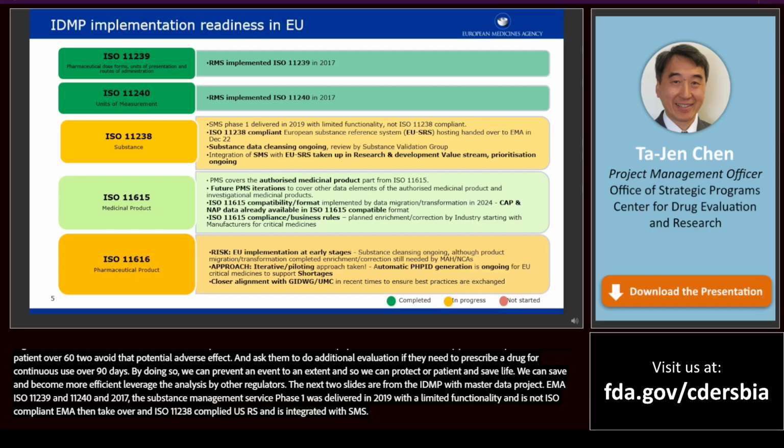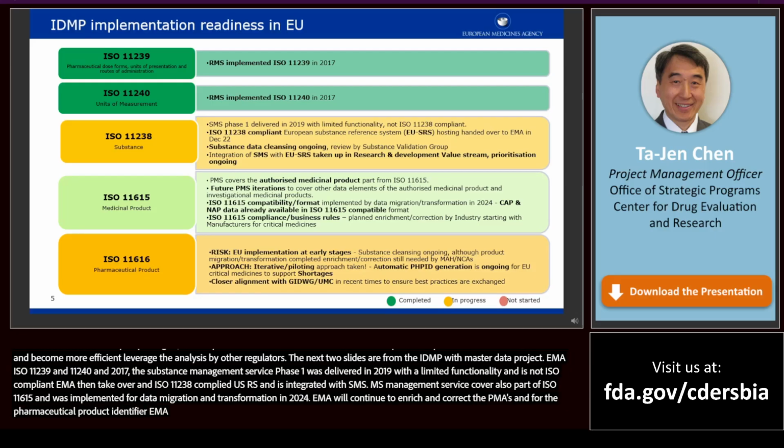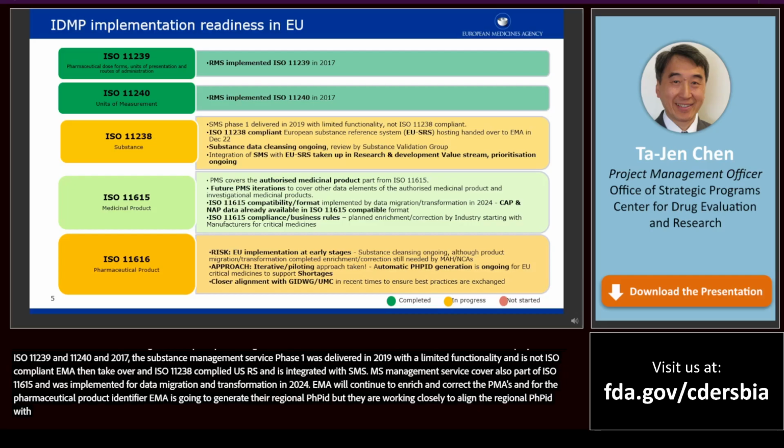EMA's Product Management Service covers the authorized medicinal product part of ISO 11615. An ISO 11615 compatible format was implemented for data migration and transformation in 2024. EMA will continue to enrich and correct the business rules for the PMS. And for the pharmaceutical product identifier, EMA is going to generate their regional PhPID, but they are working closely to align the regional PhPID with GIDWG generated global PhPIDs.